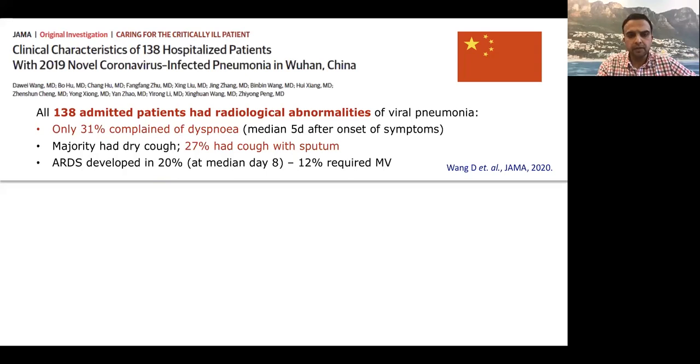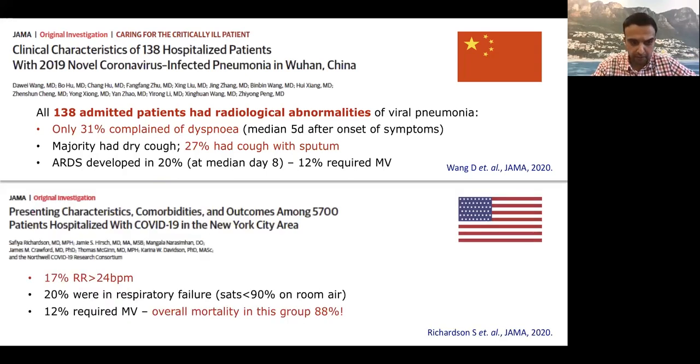And if you compare this experience with the experience in the US, you can see again, the majority of the patients came in who were not so sick. Basically, the respiratory rate was below 24, which is actually mild to moderate disease. And again, about 20% were in respiratory failure, with 12% requiring mechanical ventilation. The thing about the New York data is that a lot of them died. 88% of the patients who got onto mechanical ventilation actually died, which is very sad.